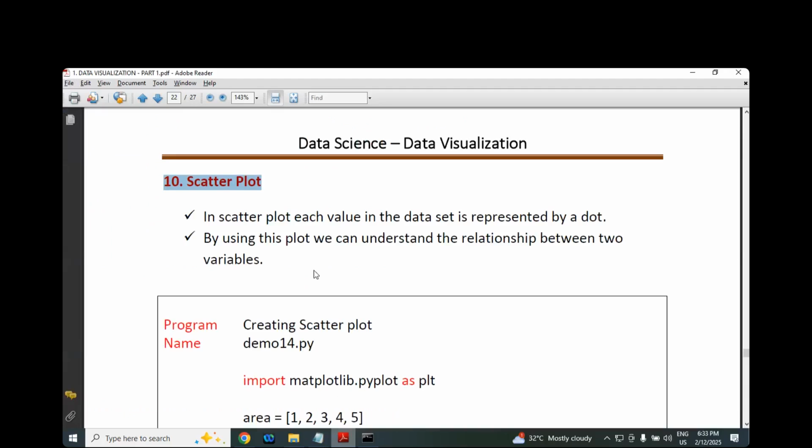Back to, let me stop my overacting, I will explain. In a scatter plot, each value in the data set is represented by a dot. Okay, we are going to draw a diagram, a scatter plot, and here it is represented with the dot symbol. By using this plot, we can understand the relationship between two variables.